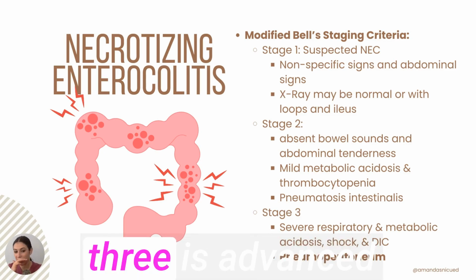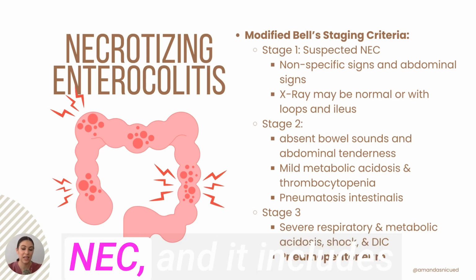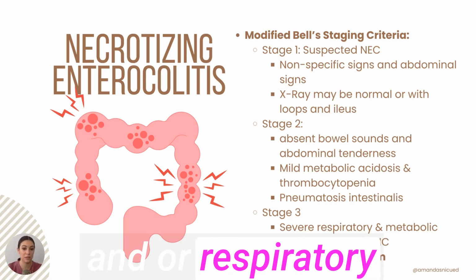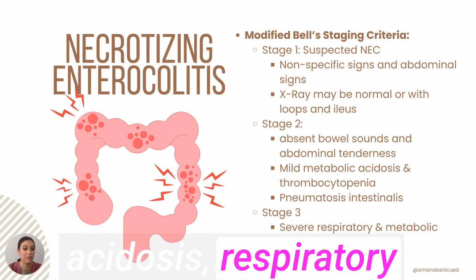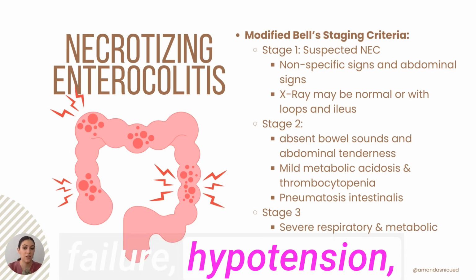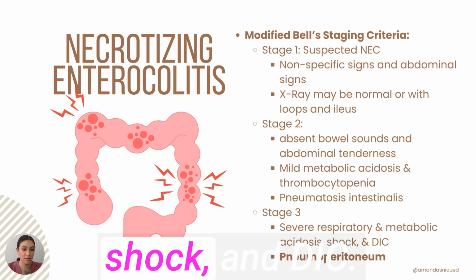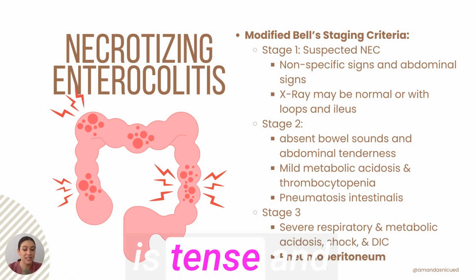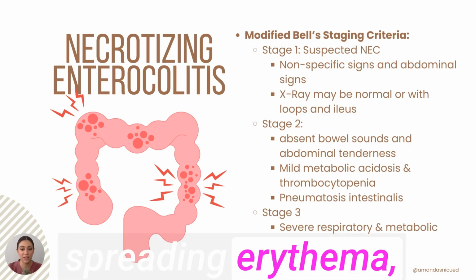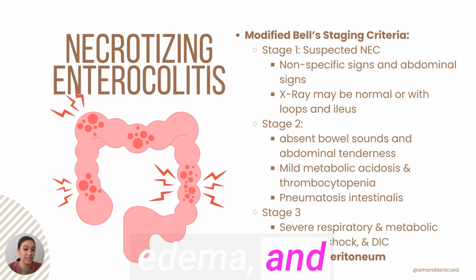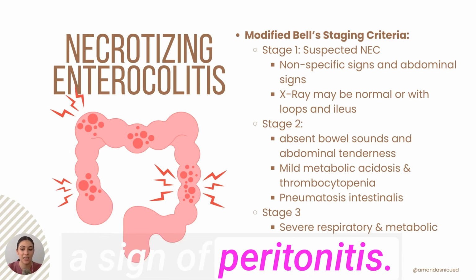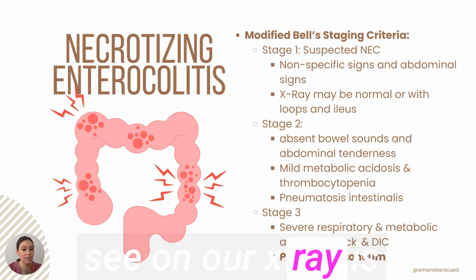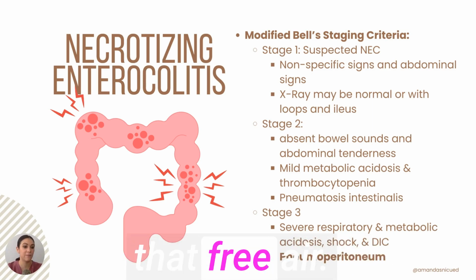And then stage 3 is advanced NEC, and it includes findings such as severe metabolic and or respiratory acidosis, respiratory failure, hypotension, neutropenia, shock, and DIC. The baby's abdomen is tense and discolored with spreading erythema, edema, and induration, which is a sign of peritonitis. The hallmark radiologic sign, or the sign that we'd see on our x-ray, is pneumoperitoneum, which is that free air.